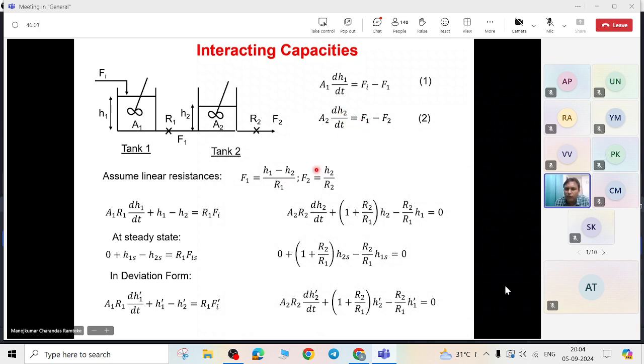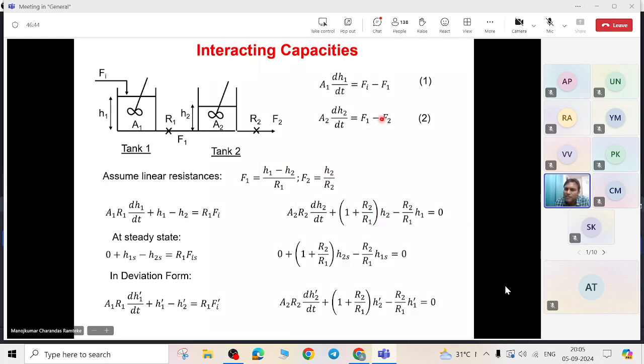Similarly, we can do the same thing for the second equation. We can put F1 as H1 minus H2 by R1, and F2 as H2 divided by R2, and multiply the entire equation by R2. So we will get R2 into A2 dH2 by dt. Remember, in this case F1 is nothing but H1 minus H2 by R1, and if I multiply by R2, H1 gets multiplied by R2 by R1. Similarly, minus H2 times R2 by R1, isn't it? And this H2 and this H2, both we can take as common, so that becomes 1 plus R2 by R1 into H2. This entire term we can take to the left hand side here.